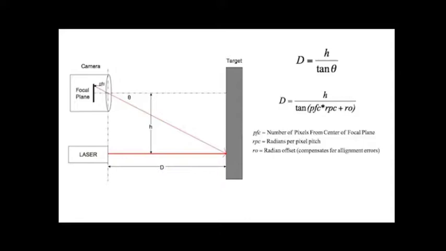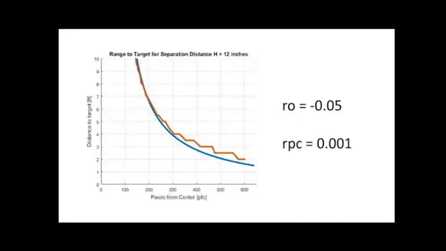As you can see in the diagram, the LiDAR configuration creates a right triangle. Basic geometry tells us that the distance to the target is equal to the distance between the laser and the camera, divided by the tangent of angle theta, where theta is a function of the number of pixels from the center of the focal plane, the radians per pixel pitch, and an offset term to compensate for error. For the data that I collected for my initial calibration, I used RO equals minus 0.05 and RPC equals 0.001.